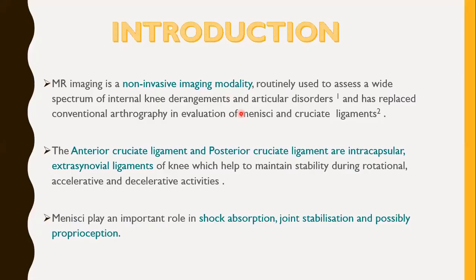Introduction: MR imaging is a non-invasive imaging modality routinely used to assess a wide spectrum of internal knee derangements and articular disorders, and has replaced conventional arthrography in evaluation of menisci and cruciate ligament injuries. The anterior and posterior cruciate ligaments are intracapsular extrasynovial ligaments of the knee, which help to maintain stability during rotational, accelerative, and decelerative activities. Menisci play an important role in shock absorption, joint stabilization, and possibly proprioception.